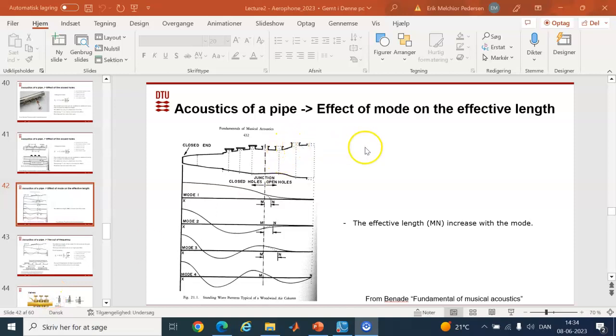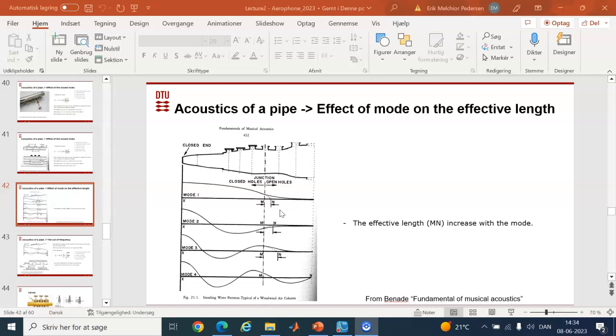Acoustics of a pipe. Effects of mode on the effective length. We have here the effective length Mn increase with the mode.